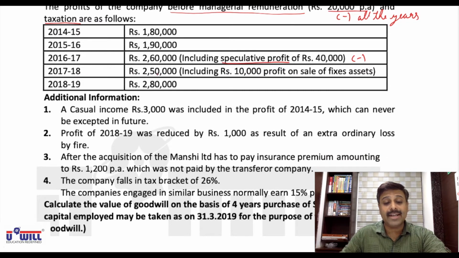Then 2017 to 18, 2,50,000, including 10,000 profit on sale of fixed asset. Now fixed assets are also not sold every year. Fixed assets are not revenue, but they are capital income. So profit on sale of fixed asset, being a capital income, should not be included in regular profits. If you remove that abnormal profit, the profits will decrease. So we will minus it from the profits of 17 to 18.